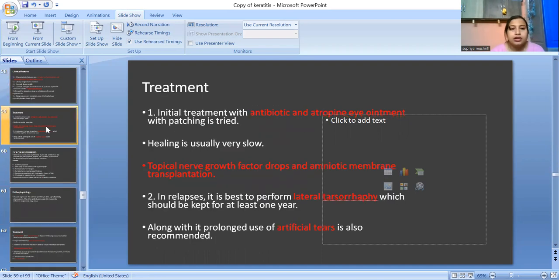Treatment includes initial treatment with antibiotic and atropine ointment with pad and patching. Healing is usually very slow. Topical nerve growth factor drops and amniotic membrane transplantation can be done. In relapses, it is best to perform lateral tarsorrhaphy, which should be kept for at least 1 year, along with prolonged use of artificial tears.